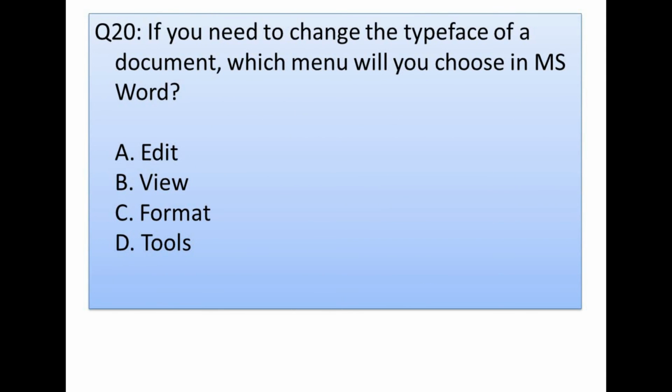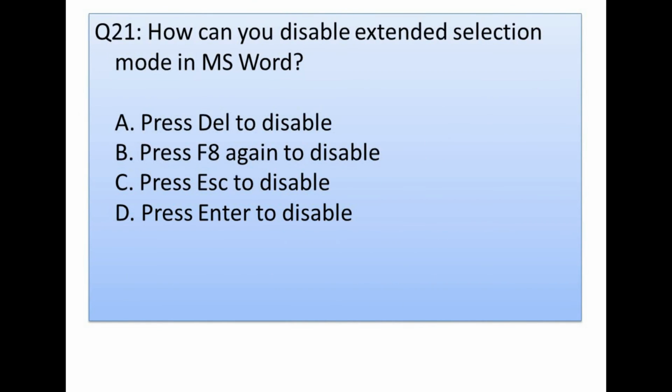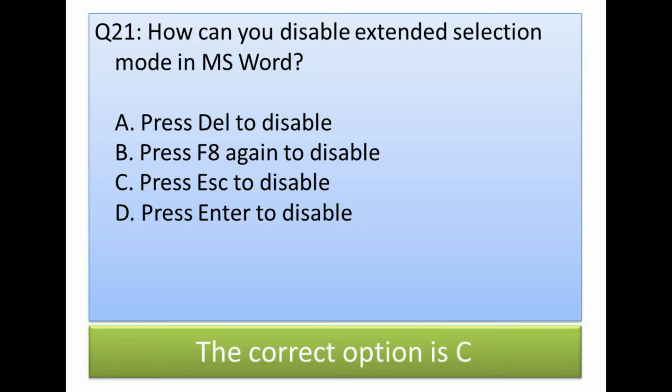If you need to change the typeface of a document, which menu you will choose in MS Word? Edit, View, Format, Tools. Correct option is C. How can you disable extended selection mode in MS Word? Press Del to disable, press F8 again to disable, press Escape to disable, press Enter to disable. So correct option is C.